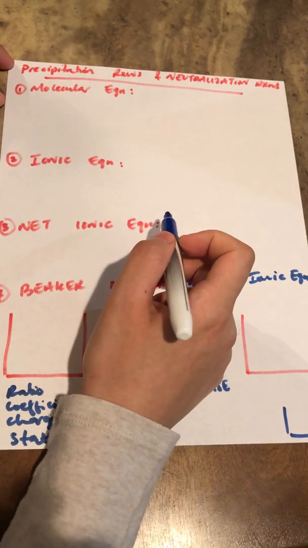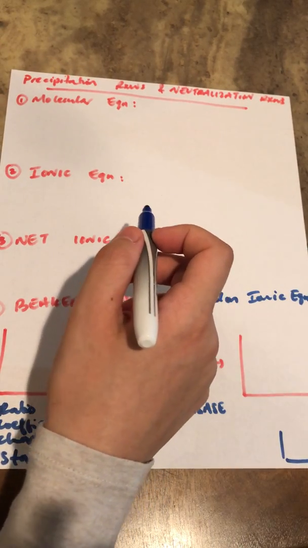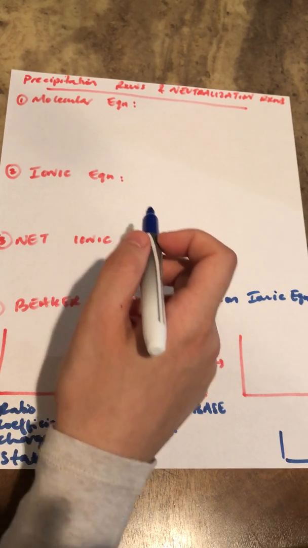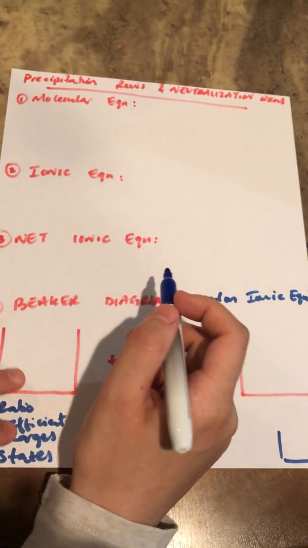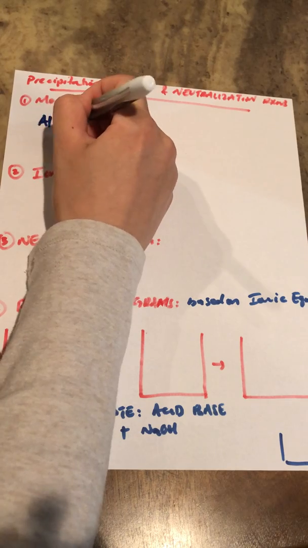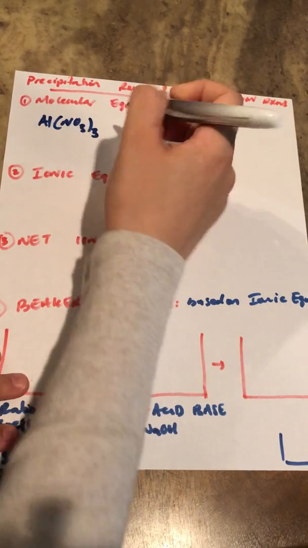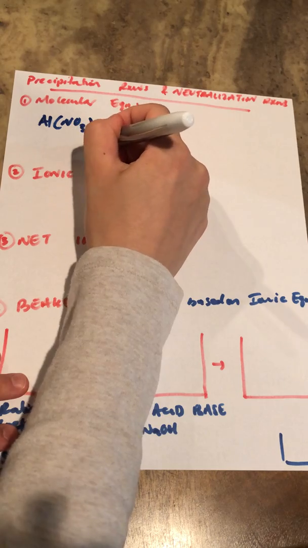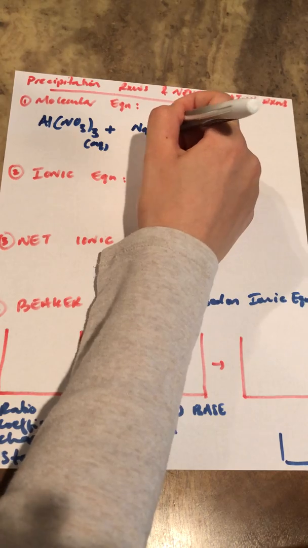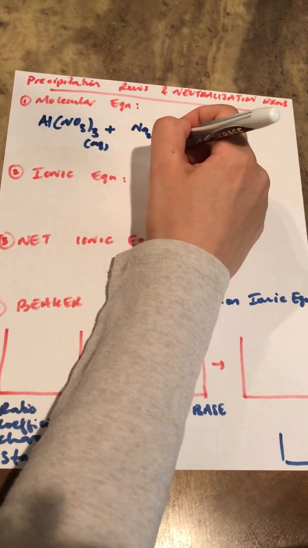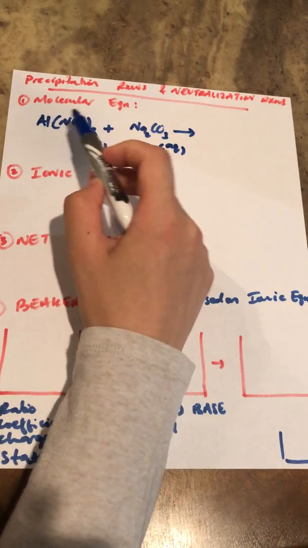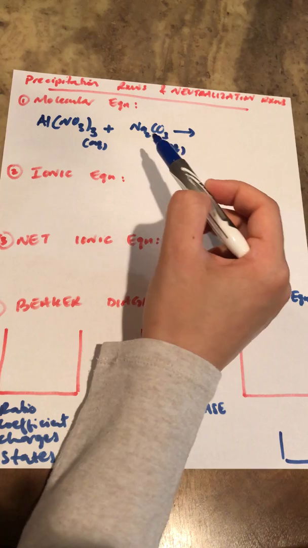Now, with molecular equations, what we typically have is a regular equation. If I were to give you the example of aluminum nitrate, in aqueous phase, reacting with sodium carbonate, which is also in aqueous phase, and I told you to predict the molecular equation for this sort of reaction.